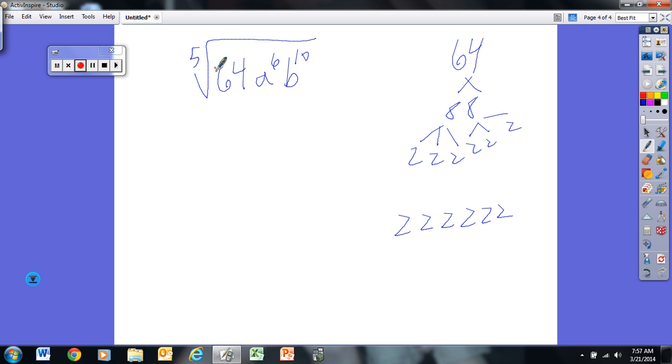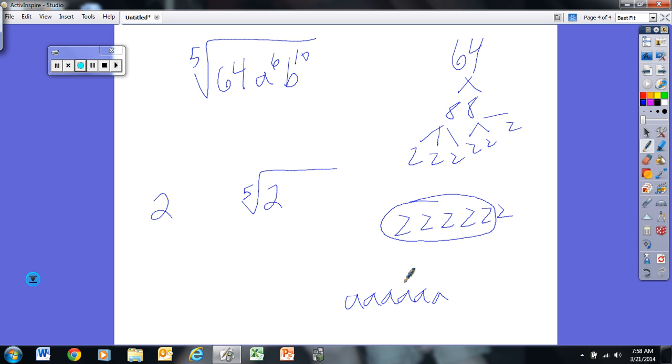When it's a 5th root, I have to take out groups of 5 of them. Think about it. When it was a square root, we took out pairs. When it's a 5th root, I take out a group of 5. So I took out a group of 5 2's, so I put a 2 on the outside, and I have 1 2 left over on the inside. A to the 6th, again, I'm taking out groups of 5. 1, 2, 3, 4, 5, 6. Take out a group of 5, put 1 on the outside, I have 1 left over.